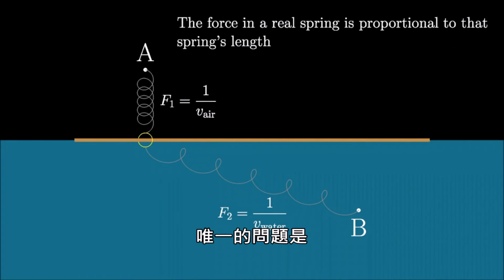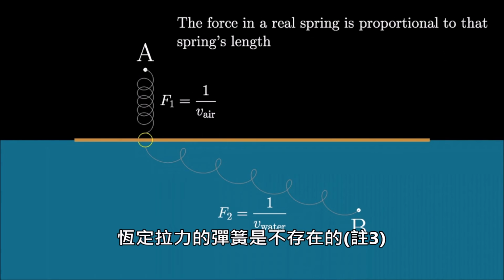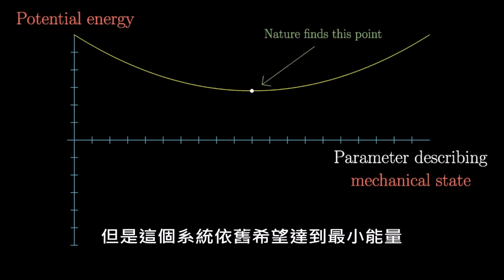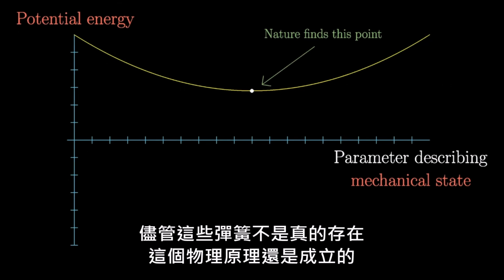The only problem with this is that constant tension springs don't actually exist. That's right, they're unphysical springs, but there's still the aspect of the system wanting to minimize its total energy. That physical principle will hold even though these springs don't exist in the world as we know it.